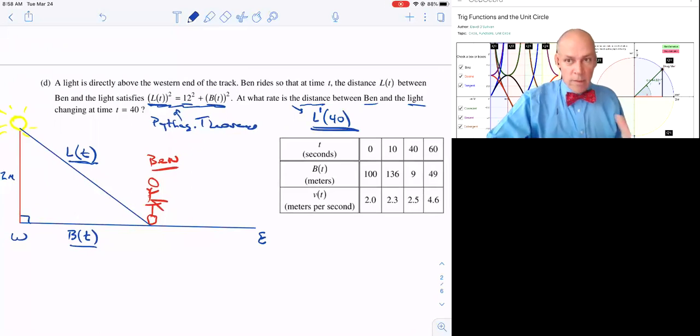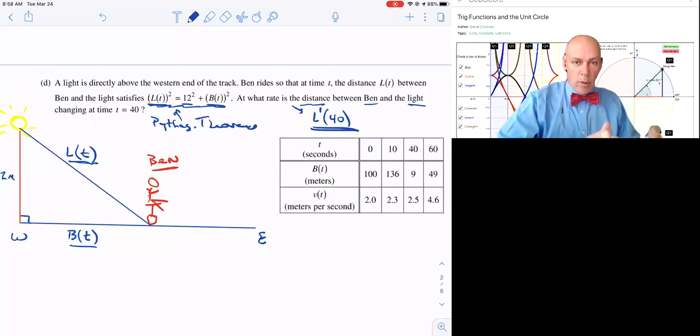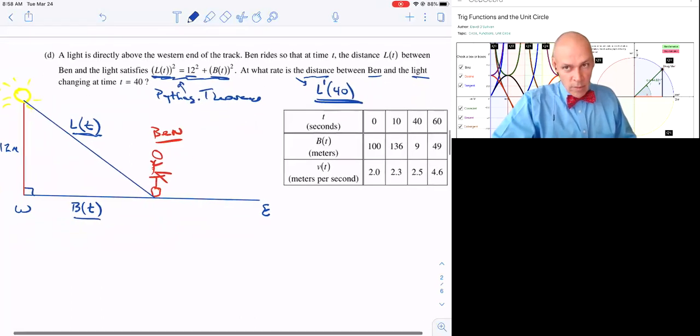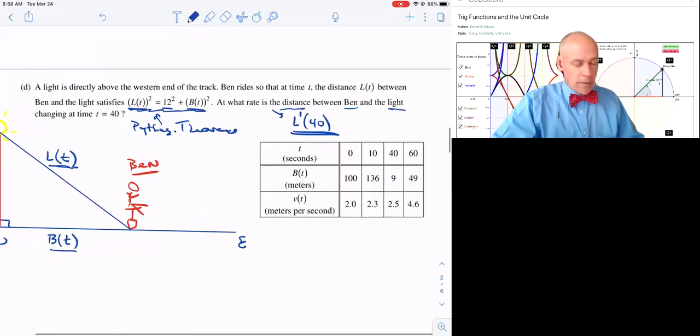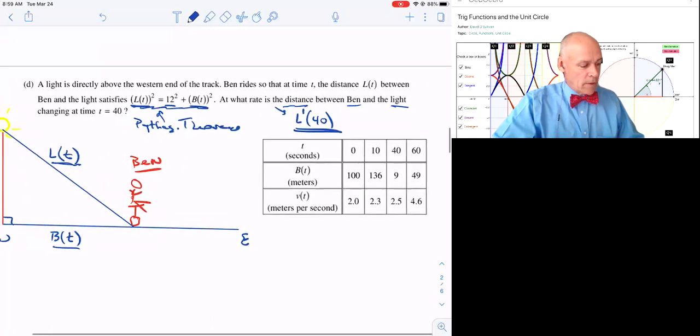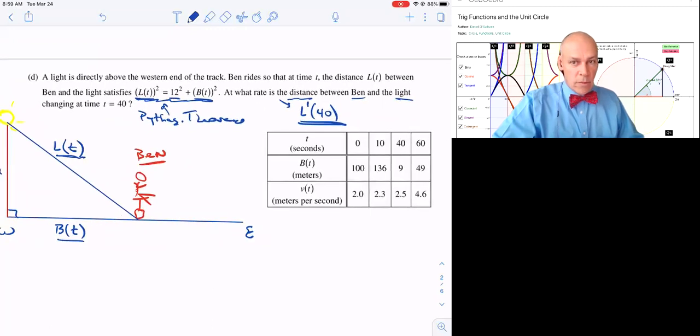So that's big. Once I've established that, now I can work backwards and say, okay, how can I get L prime from this? Well, what I can do is take this geometric formula, the Pythagorean theorem, and the first thing I'm going to do is take the derivative with respect to time.